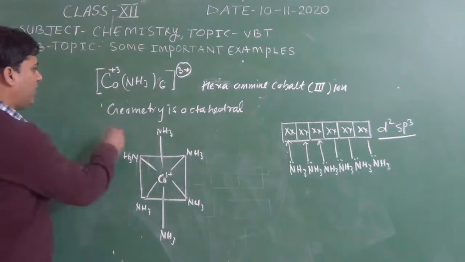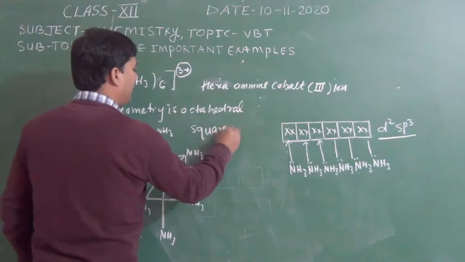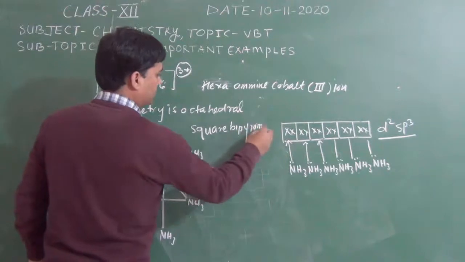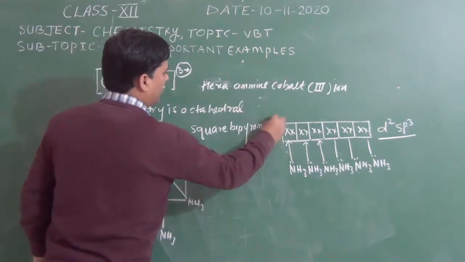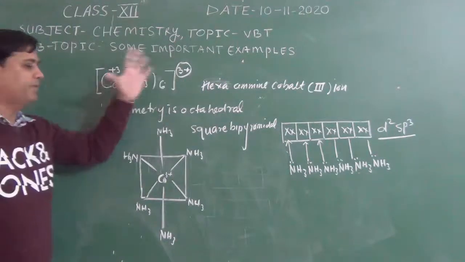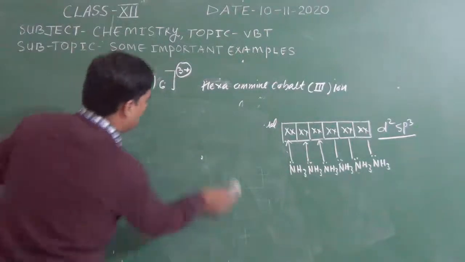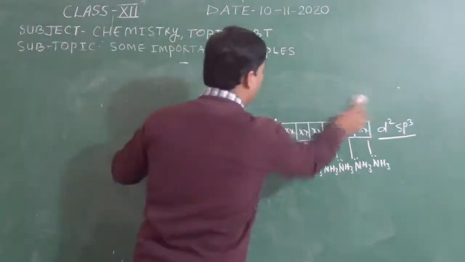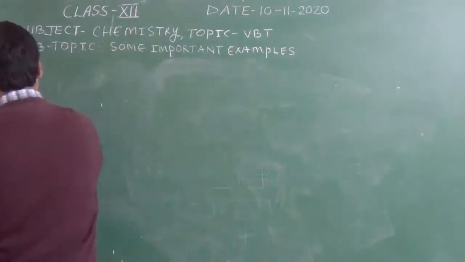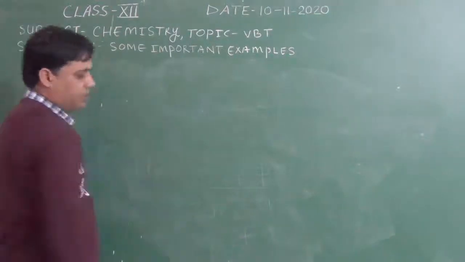This is known as octahedral. It is also known as square bipyramidal. So it is known as octahedral, or as square bipyramidal. Okay, so valence bond theory is related to the number of electrons present in the valence shell, and the shape or geometry depends on the number of ligands present and hybridization, and the number of ligands present inside the coordination sphere.